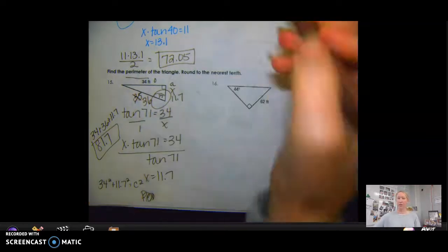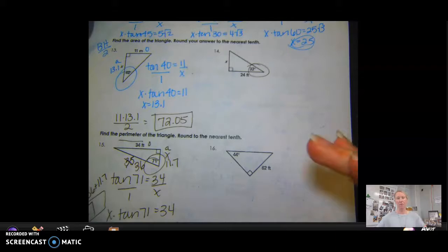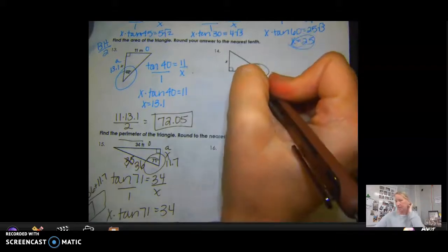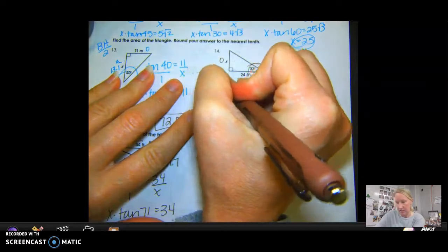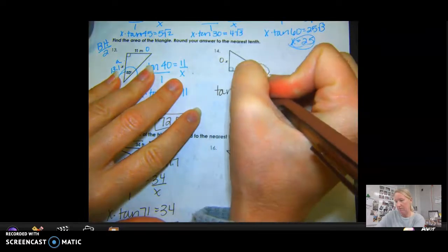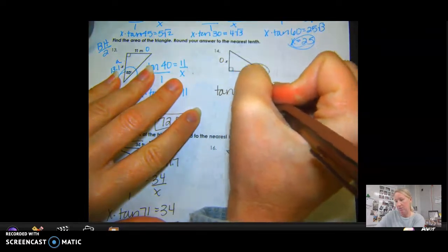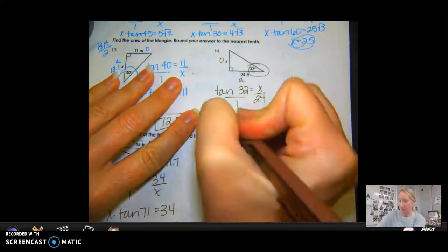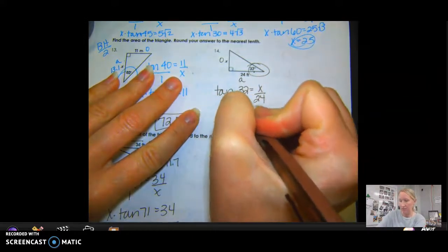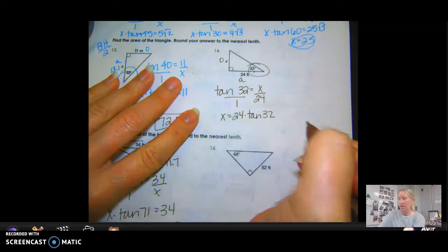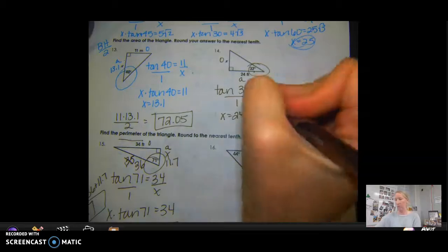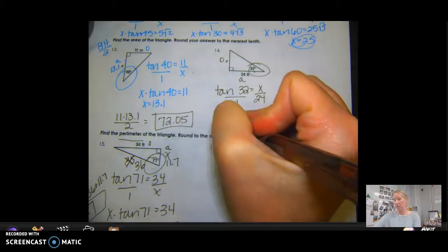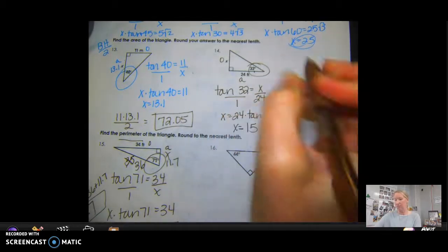All right, I'm going to go back up top to number 14. We're finding area here. They've given me this angle, so this is opposite and this is adjacent. So that's tangent again. Tangent of 32 is equal to opposite, which is x, over adjacent, which is 24. Put this over 1. Cross multiply, and I get x equals 24 times the tangent of 32. So this one, there's no division needed. We just do 24 times the tangent of 32, and we get 14.99. So x equals, rounded to the nearest tenth, 15.